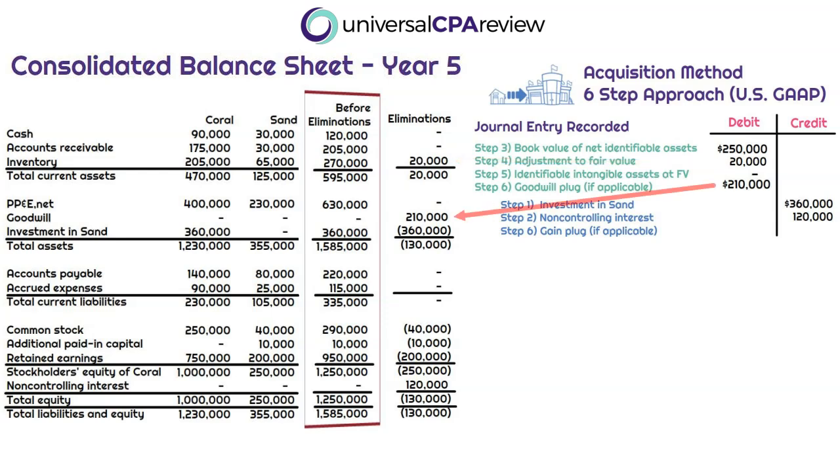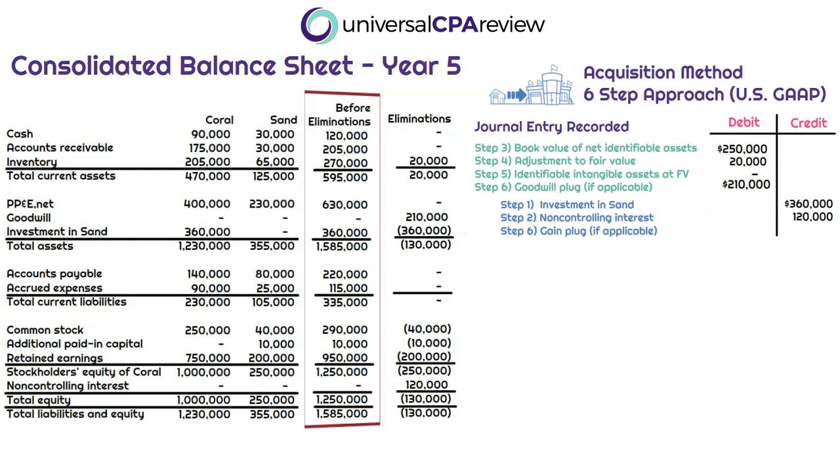The next row would be to add goodwill of $210,000. That's the goodwill for Sand. And then we also need to remove the investment in Sand. That's the credit, and since this is an asset account, a credit is a negative number. So that's why it's negative $360,000.